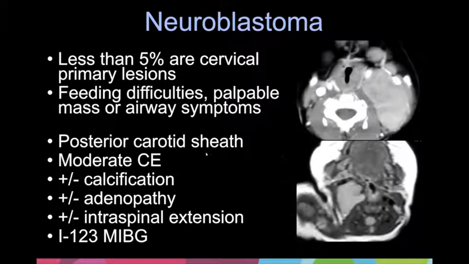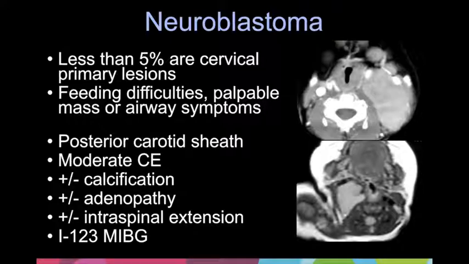Less than 5% of neuroblastoma arise in the cervical region. These patients present with feeding difficulties, palpable mass or airway symptoms, and when they occur, they're in the posterior aspect of the carotid sheath. They deviate the vessels anteriorly, as we see in both of these patients. They may splay the carotid artery and jugular vein.